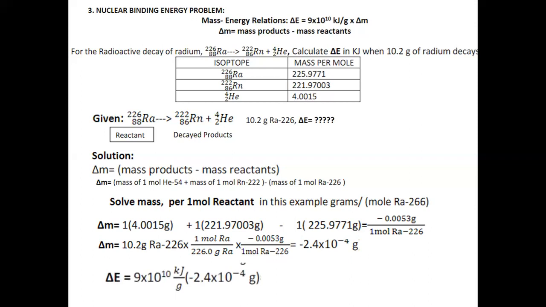Our delta E is now equal to the speed of light squared, 9 times 10 raised to 10 kilojoules per gram, times negative 2.4 times 10 raised to negative 4 grams, which is our delta M, giving us a final answer of negative 2.2 times 10 raised to 7 kilojoules.